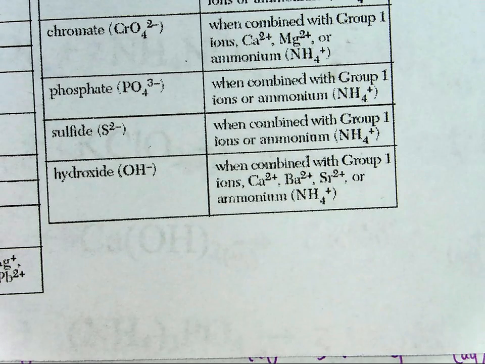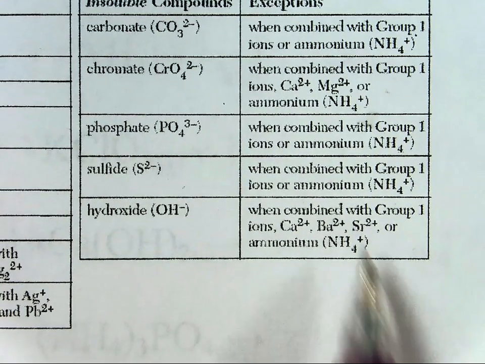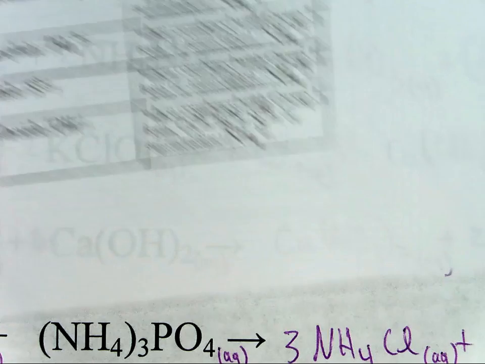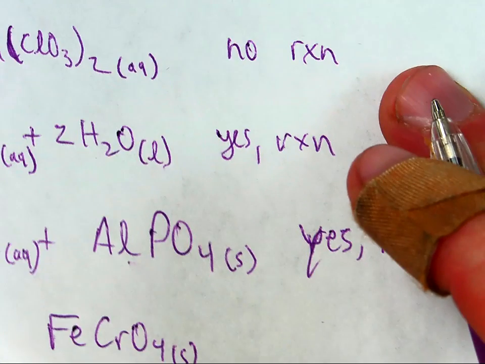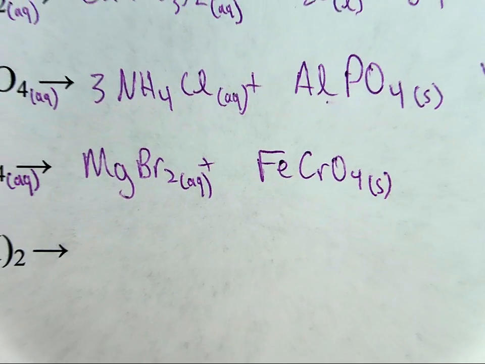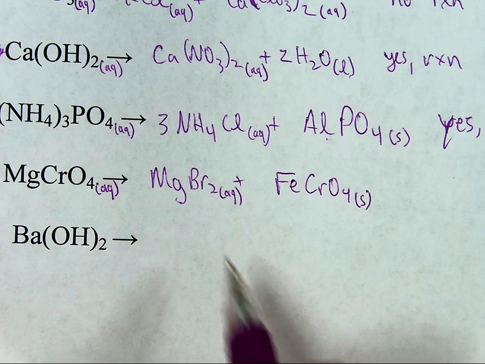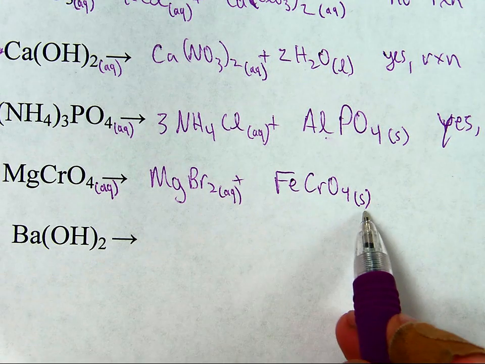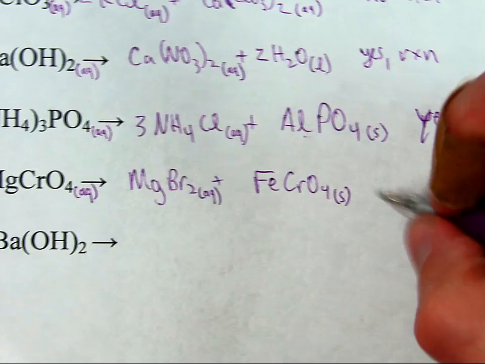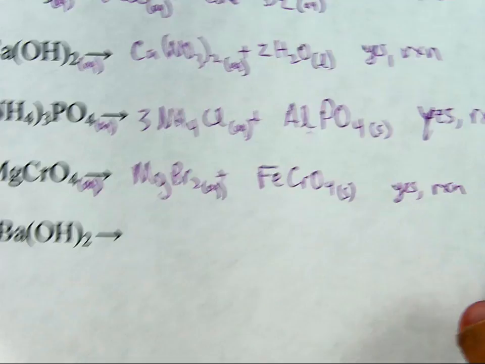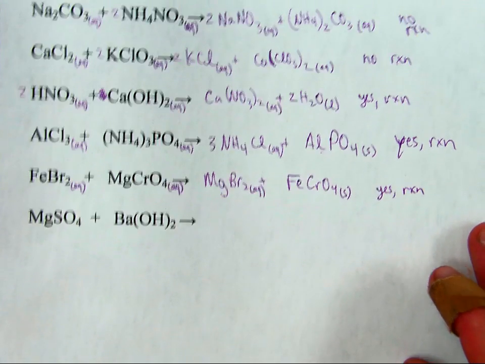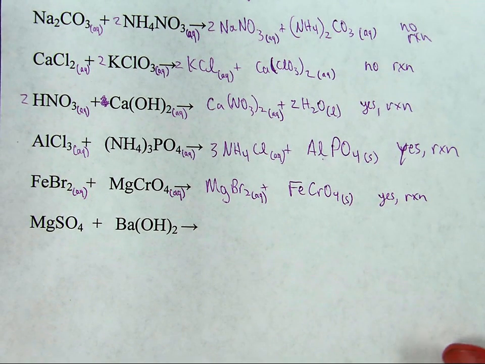Iron is not one of the exceptions. It's not group 1, it's not calcium, it's not magnesium, and it's not ammonium. So iron chromate will not dissolve. Solid product. So there we go. Iron chromate is not one of the exceptions. It is a solid. So since one of the products is non-aqueous, we're going to say yes, reaction. That brings us almost to the end. And let's scoot these down so that more things are in view for you.